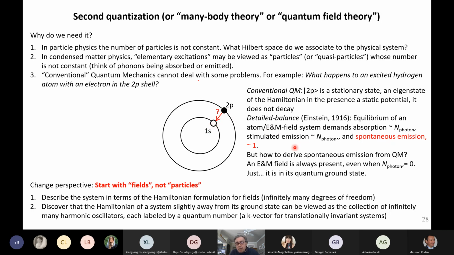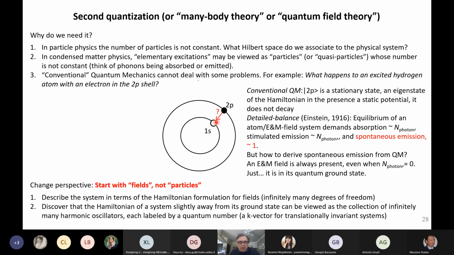And the idea is what we know now. I think that the theory of quantum radiation came in the early 30s, so a few years after Schrödinger and Heisenberg came up with their equations. We know that actually, even if we don't have any photon around, there is an electromagnetic field. It's just a quantum object now, a quantum field, and it is in its ground state.